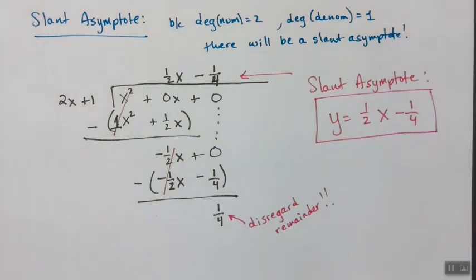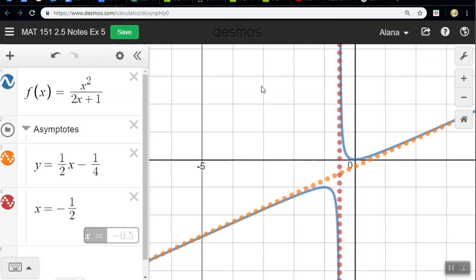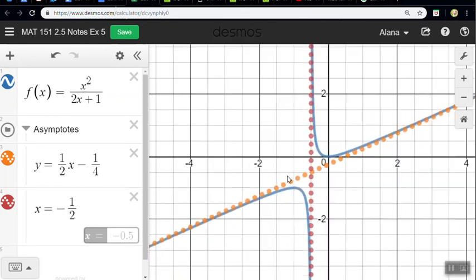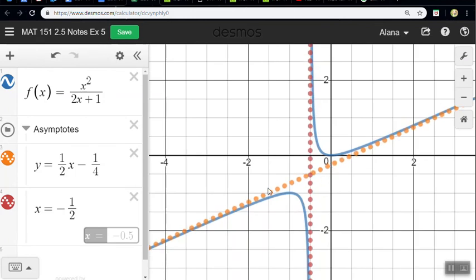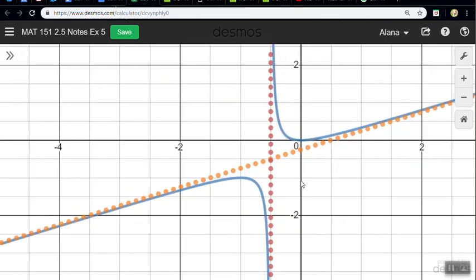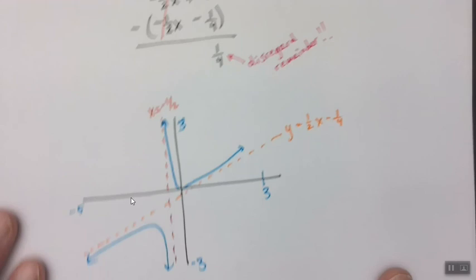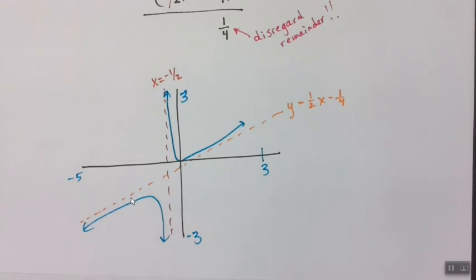And just to prove to you that this is true, I've of course graphed it in Desmos. And you can see right here the graph, and there is the slant asymptote right there, and there's the vertical asymptote right there. And there's the function. So I'll copy that onto my piece of paper. And then there it should be. And of course I've labeled it and given it scale and everything. It's not a perfect graph, but it shows the asymptotes just like they should be shown.